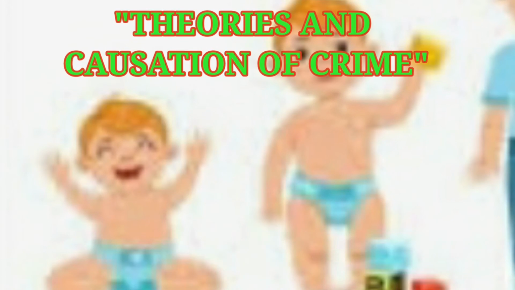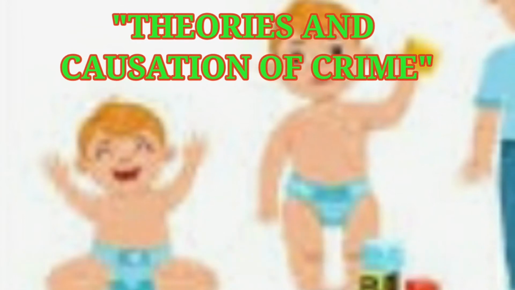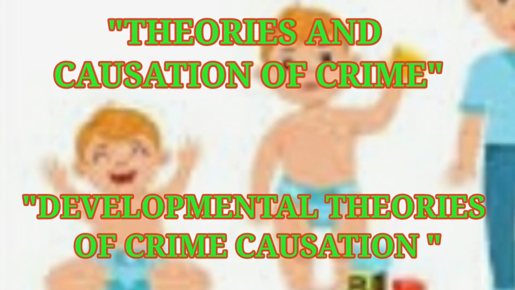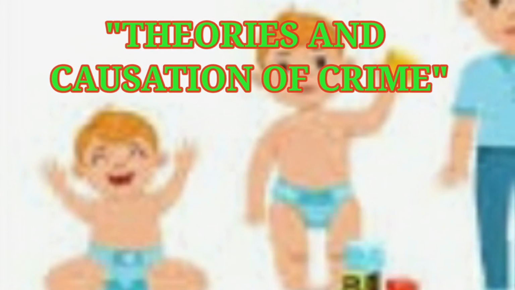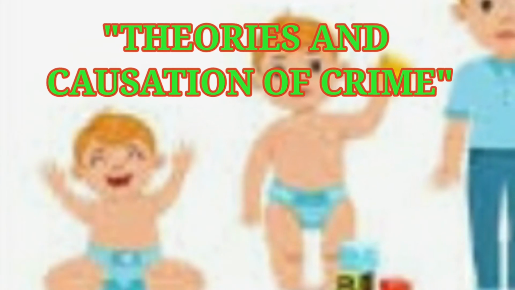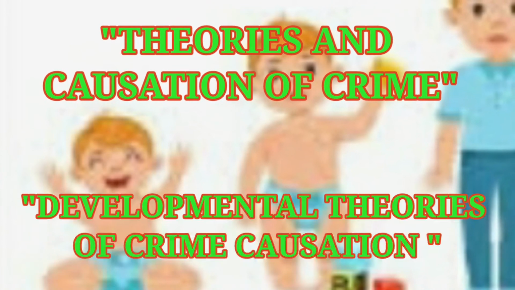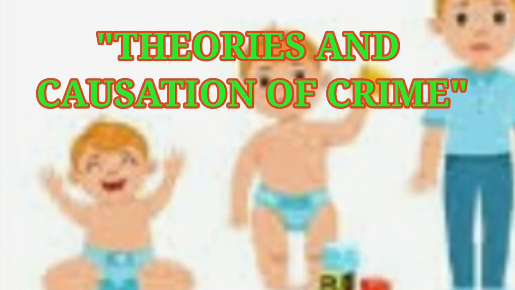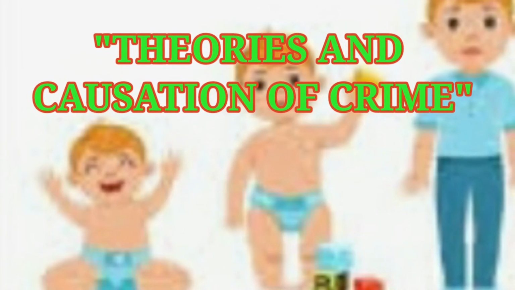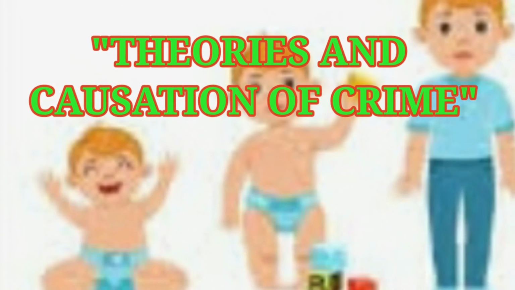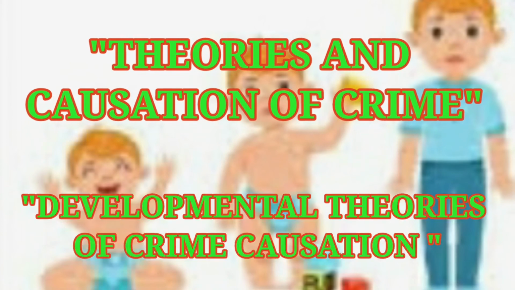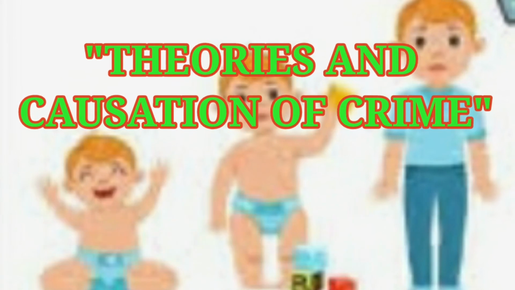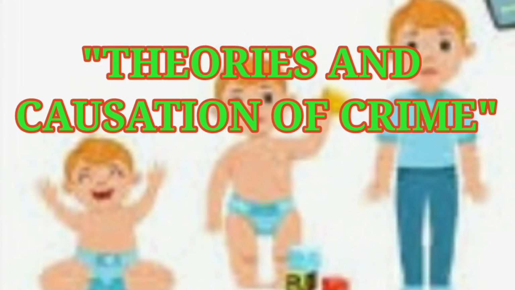The topic that will be discussed in this short video presentation is about developmental theories of crime causation, a topic under the subject theories and causation of crime. Developmental theories of crime causation aims to identify, examine, and deeply understand the developmental factors that would explain the onset or start and continuation of a criminal career. It also explains the contribution of the development of a person from childhood to adulthood.